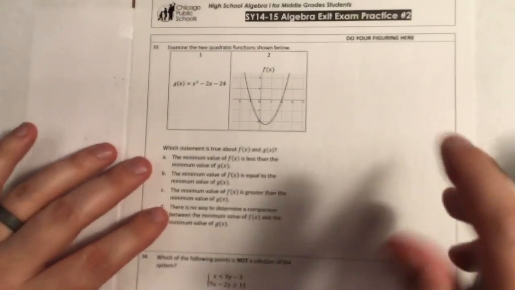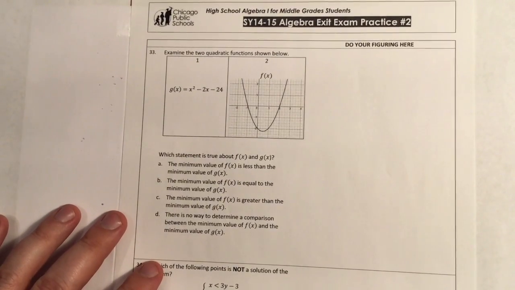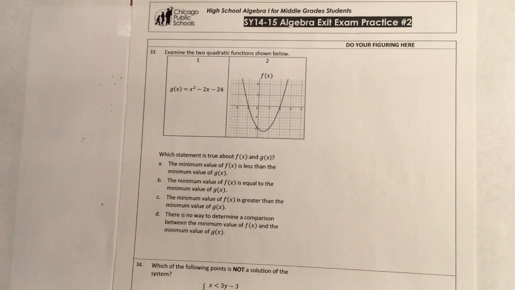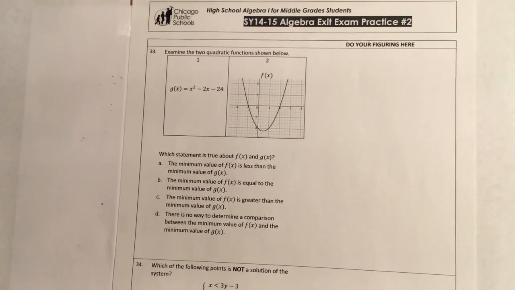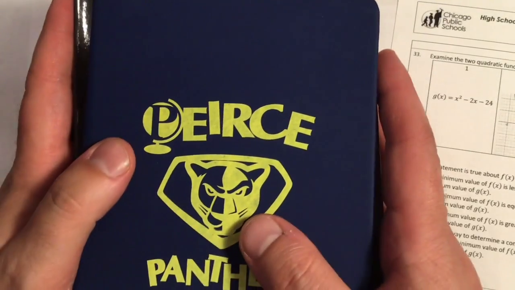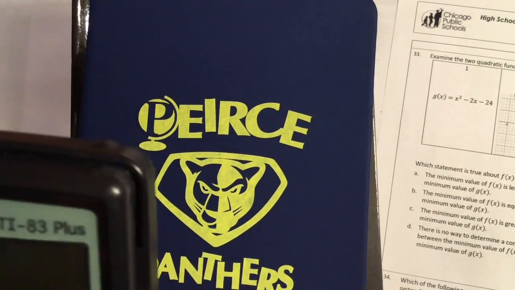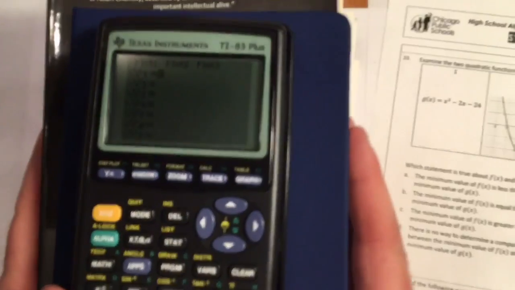33. Examine the 2 quadratic functions shown below. They give you a quadratic equation and a parabola, f of x and g of x. What statement is true about f of x and g of x? If this is me, I'm going to graph them and see. Or even if you just graph g of x. I'm going to move it here so I can see. You could graph them together, or you could have one on here and one on here. I'll graph them on here, both together.